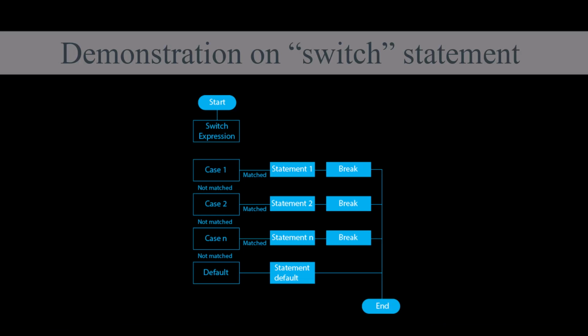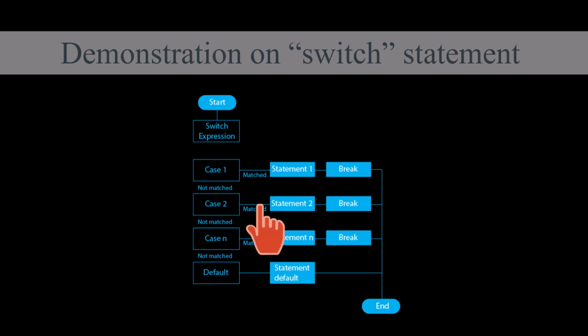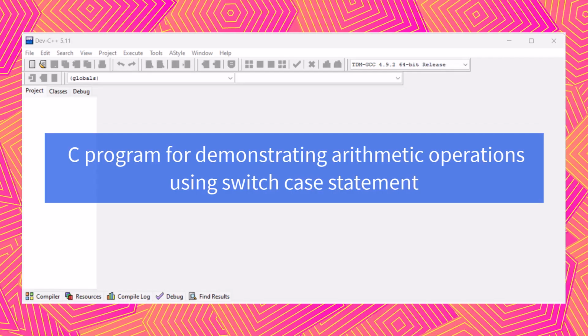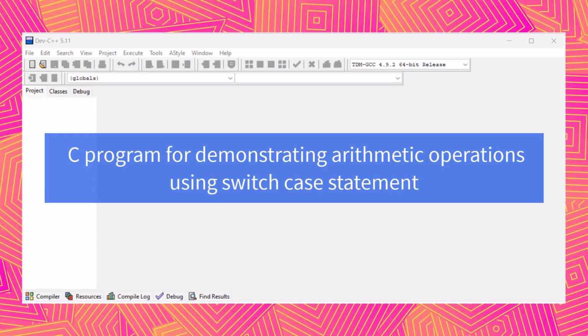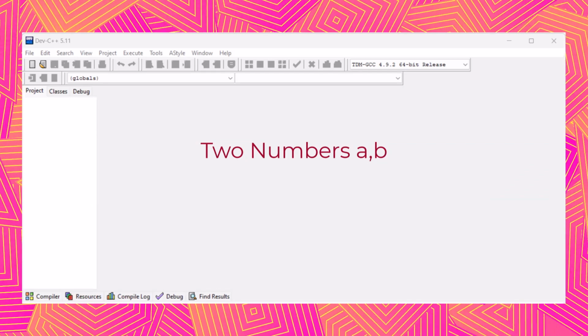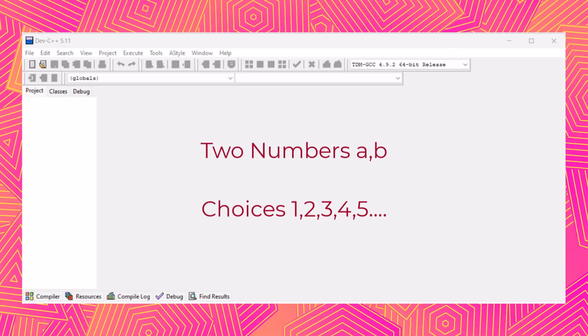Similarly, in switch statement, the user is given multiple choices. According to the choice of the user, the corresponding program is executed. We will see the usage of switch case in C program using arithmetic operations. We are going to get two numbers from the users and perform arithmetic operations according to their choices.